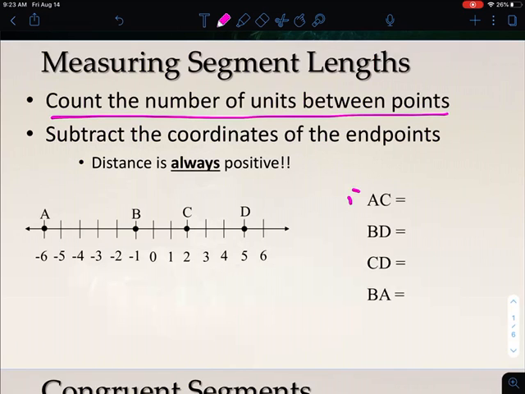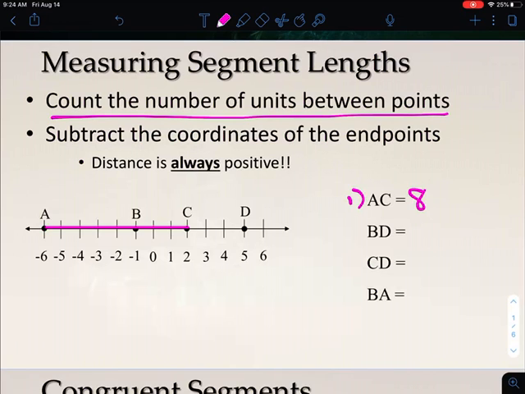So down here, the first example right here asks for the length or distance from A to C. So if I wanted to know that, I start at point A, and then I can count 1, 2, 3, 4, 5, 6, 7, 8. So from A to C, I travel 8 units, so I have a distance of 8.